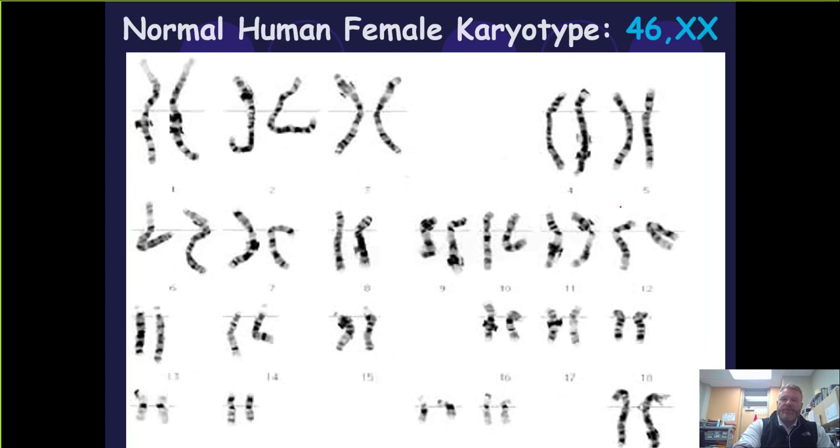And here's a normal female karyotype. Once again, all in pairs. This time we have 2 X's, so XX is female, XY is male.